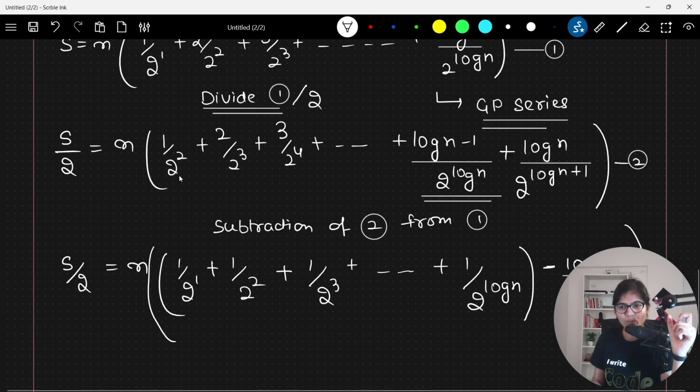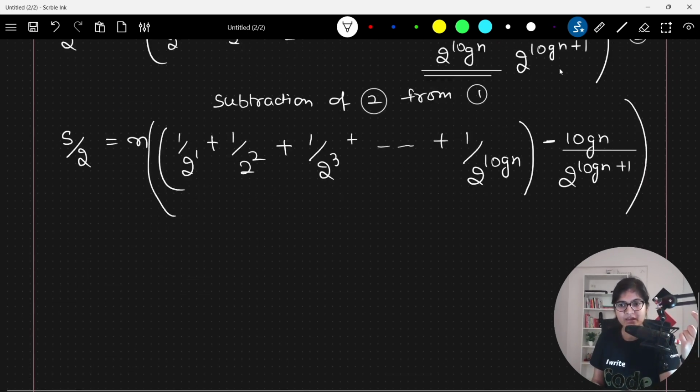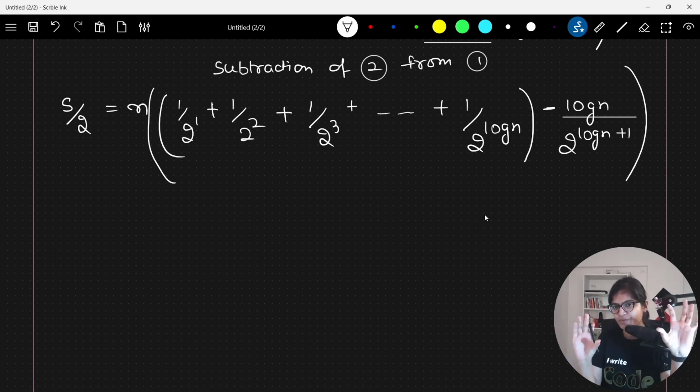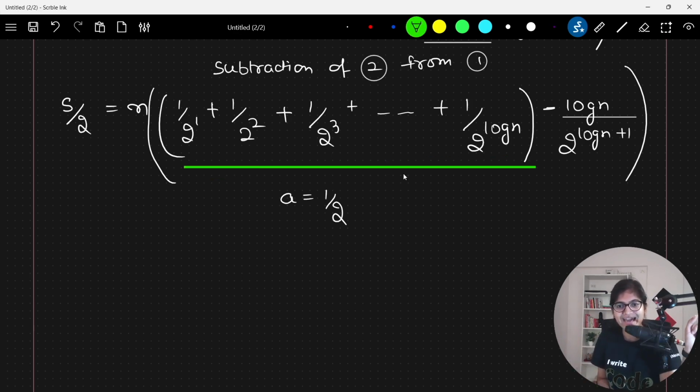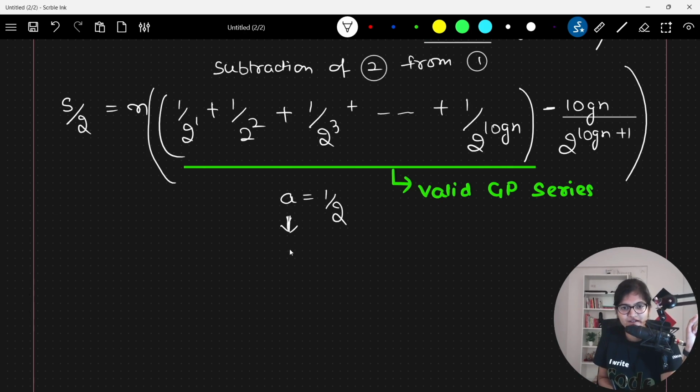Now what we can do is that we can do a subtraction from equation number 2 with equation number 1. So we will be able to get this term. Now if you will observe this equation, here if you will see the value of a is equal to 1 by 2. Now I am talking in terms of a GP series because yes, this is something which I can say is a valid GP series, where the value of a is denoting the very first element in a GP series. So if you will observe here, the first element that we are getting is 1 by 2 to the power 1, which is equals to 1 by 2 only.